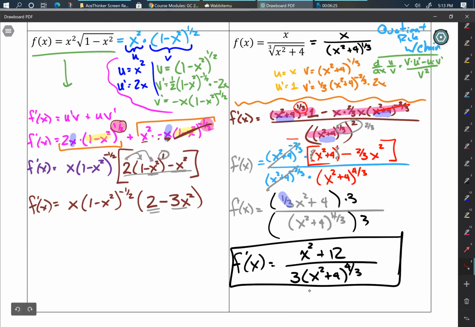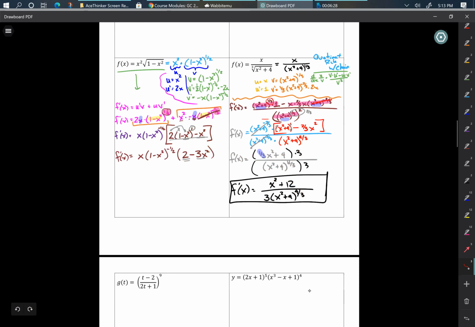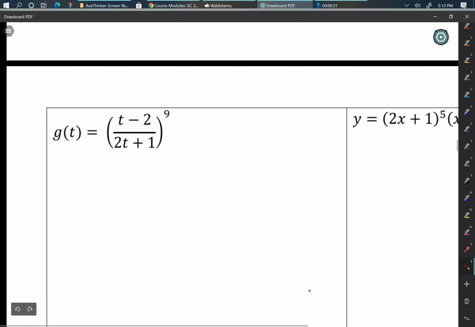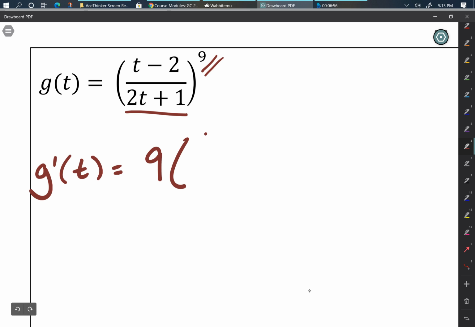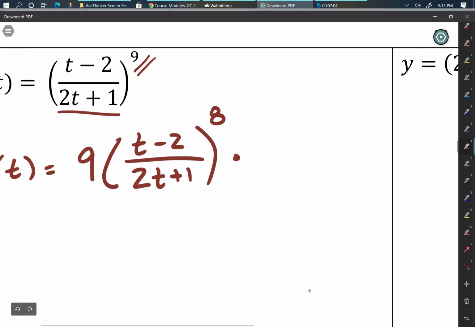Now, whereas this problem was a quotient with a chain rule hiding inside of it, what's this one? This one's a chain rule with a quotient hiding inside of it. So I've got a function raised to a power. And when I have a function raised to a power, that's just an example of the chain rule. It's just the function is a quotient. So when I go to find g prime of t, it's going to be 9 times t minus 2 over 2t plus 1 raised to the 8th, and then I need to multiply it by something.